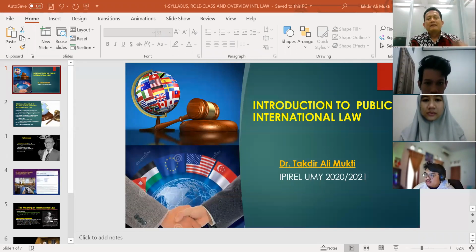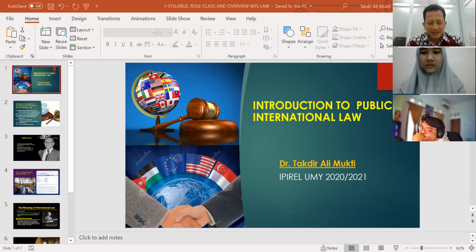For example, private law in domestic affairs means hukum perdata. Yes, in international law also hukum perdata, but different issues. For example, marriage, inheritance, asylum seekers, citizenship, business, contract law. All these issues are in private law.